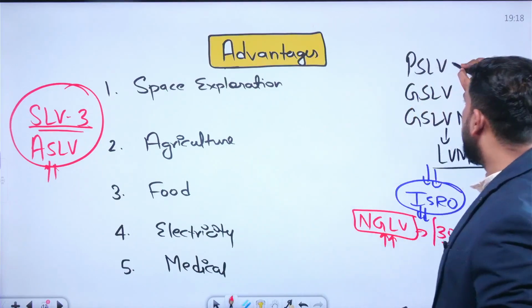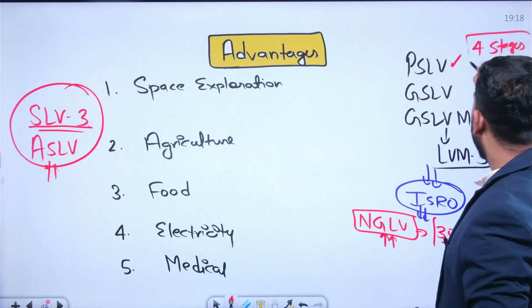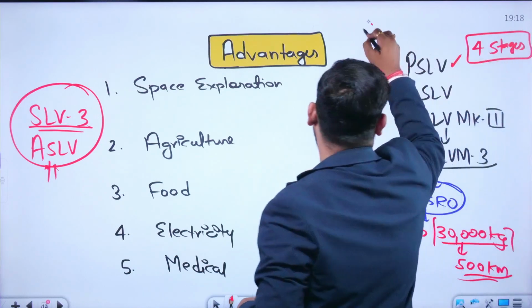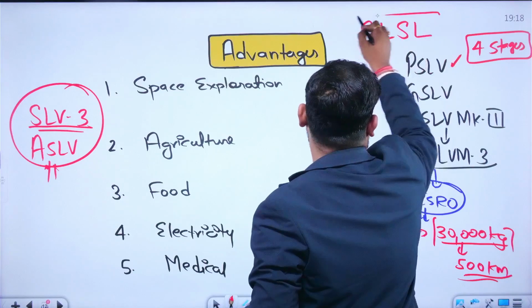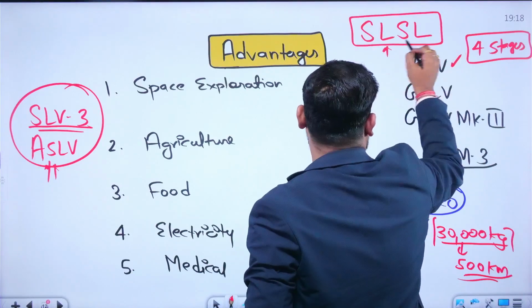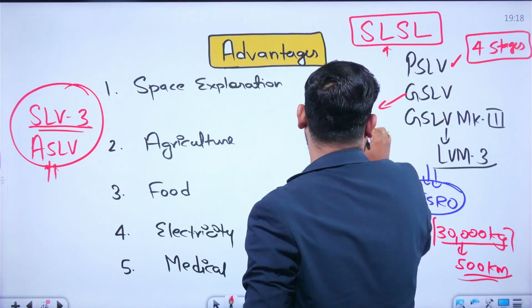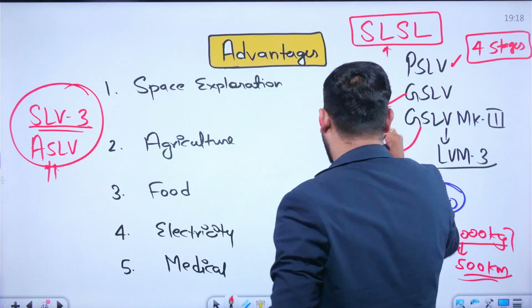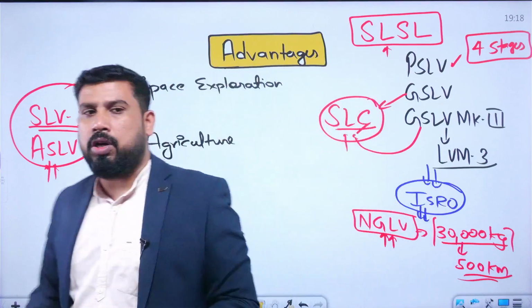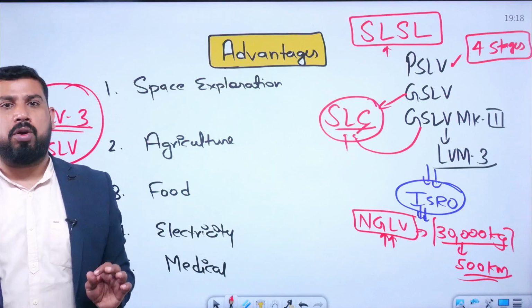When we talk about PSLV, it has 4 stages, and it mostly relies on fuels like solid fuels and liquid fuels. So it depends on these 2 fuels, but has 4 stages. But when we talk about GSLV, it has 3 stages: solid, liquid, and cryogenic. GSLV Mk3 also has solid fuel, liquid fuel, and cryogenic fuel. Cryogenic fuel mainly needs liquid hydrogen and liquid oxygen.